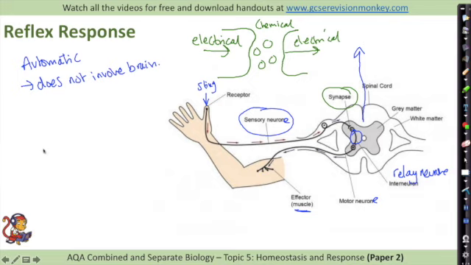Another reflex response is the eye blink as well. Sometimes if you get an object close to your eye, you will blink automatically without thinking about it, and ultimately these reflex responses are to protect you.